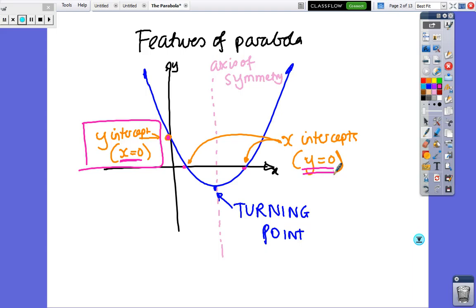And the other feature of the parabola is called the turning point, and that's where it changes from going down to going back up again, or vice versa. So copy that down. When you're ready, come to the next slide.